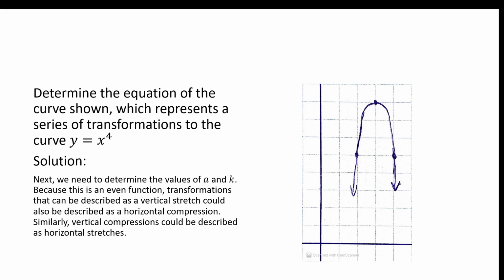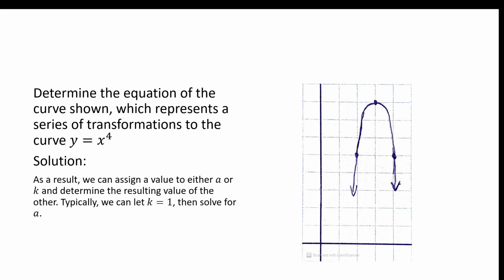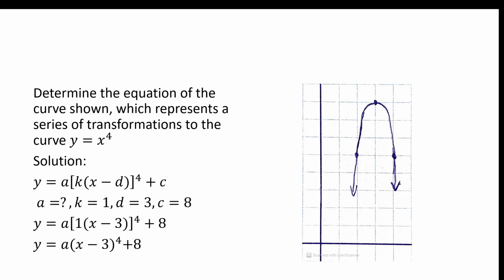This is an even function, and so transformations that can be described as a vertical stretch can also be described as a horizontal compression, and vertical compressions can be described as horizontal stretches. And so basically, as a result, we can assign a value to either A or K and determine the resulting value of the other. Usually we let K equal 1 and solve for A. And so we're going to let K be 1 here. And we know D has to be 3 and C has to be 8. And we're going to find a value for A.